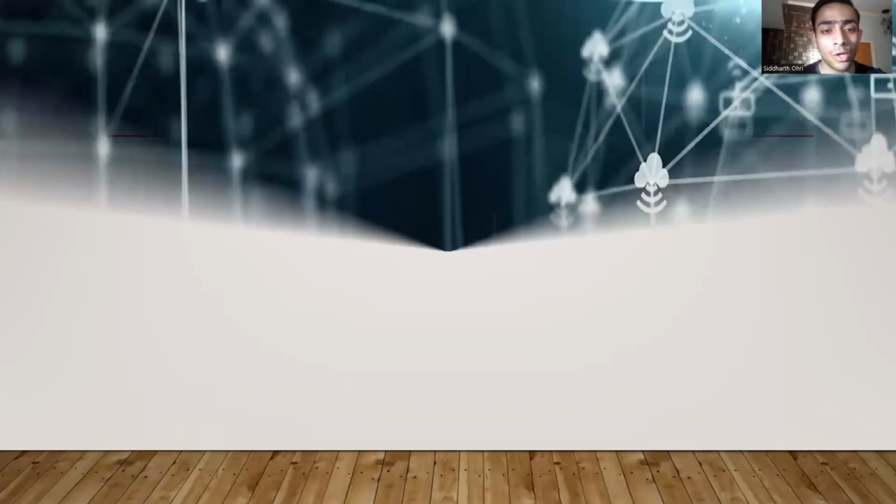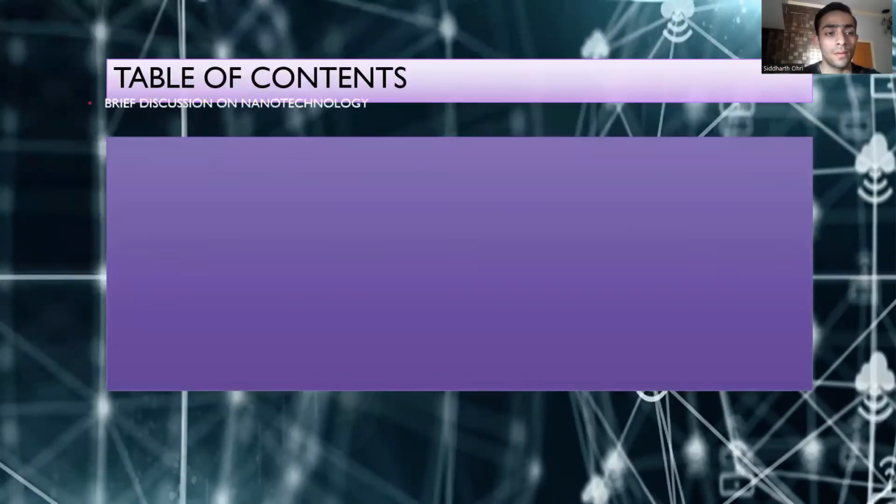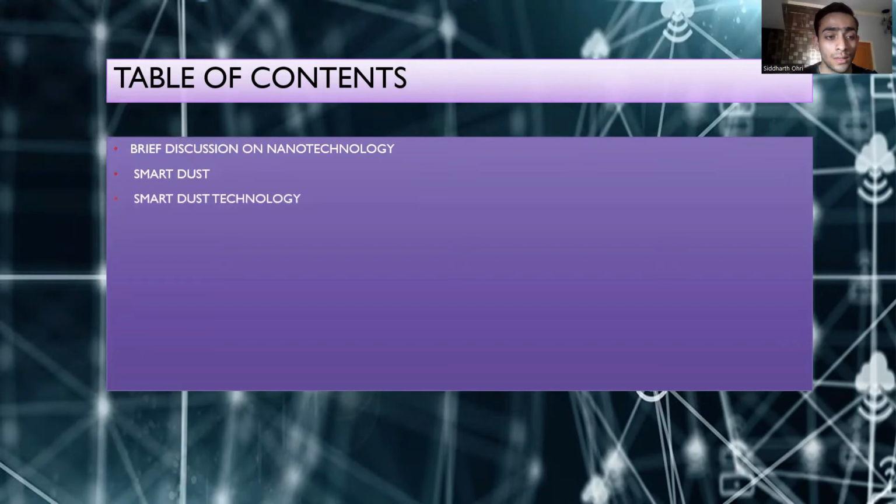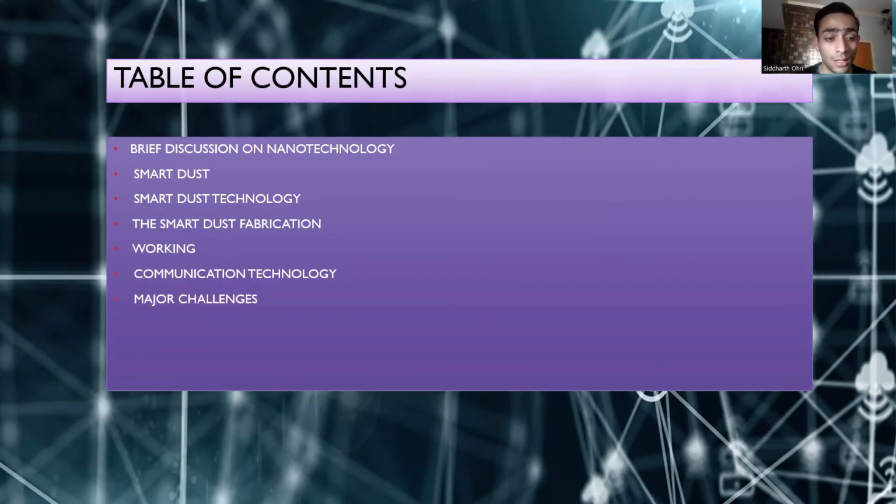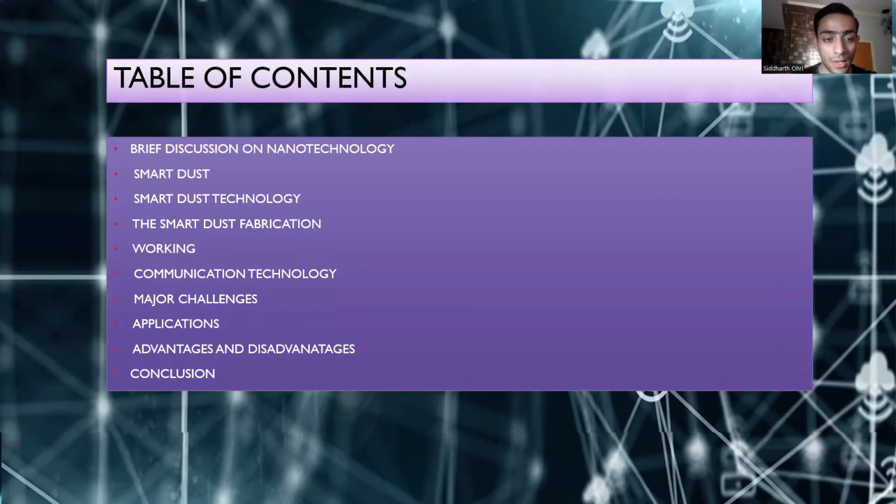Now we would be talking about the topics covered in this seminar. First, we would be having a brief discussion on the topic nanotechnology. Then, we would be talking about its emerging and an interesting application, smart dust. Then, we would be talking about the technology used in smart dust. We would then be talking about the fabrication of the smart dust. We would be then talking about its working. Communication technologies used in smart dust. The major challenges faced by smart dust. Its applications. Every coin has two sides, so we would be seeing its advantages as well as disadvantages. Then I would be concluding this seminar.